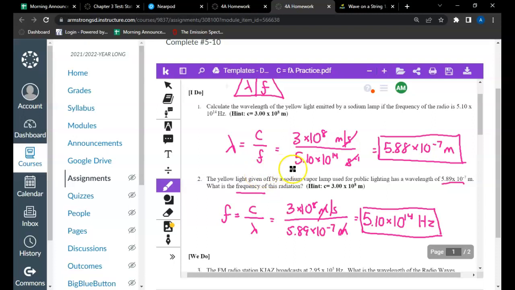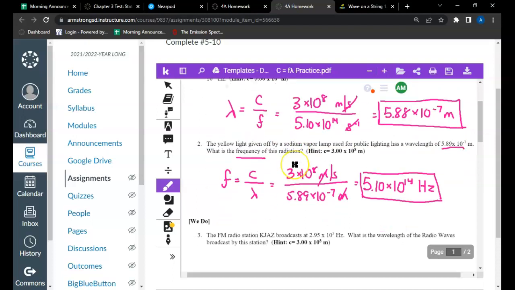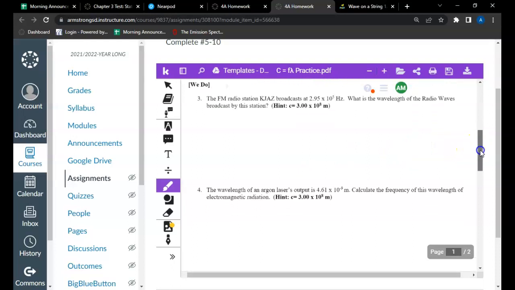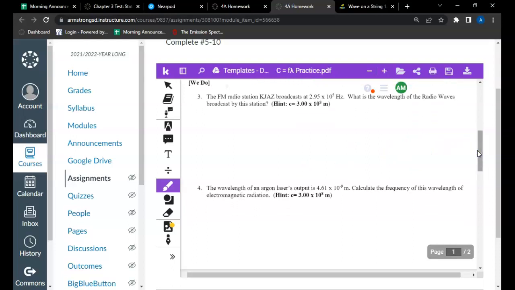So what I would like for the rest of the time here is for you guys to try 3 and 4, just to make sure we're good, and then 5 through 10 are going to be the homework.